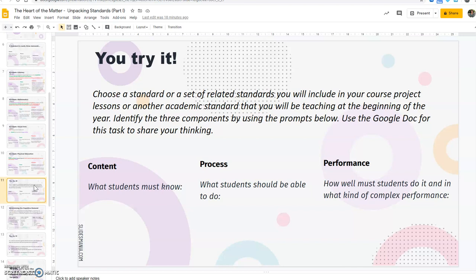So I'm going to continue the video, but I'm going to ask you to pause it so that you can do this now. And when you're finished, come back to the video and it will pick right up at this point.